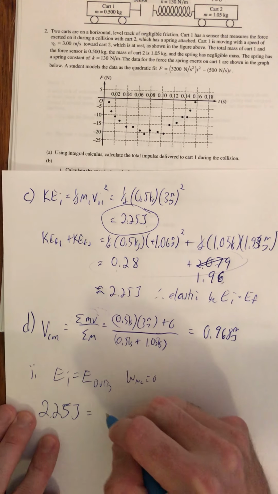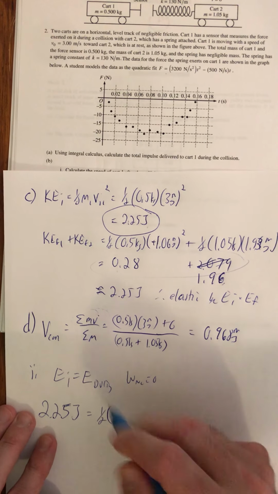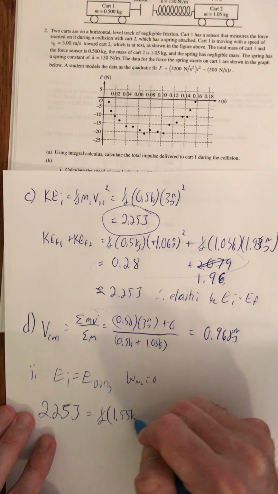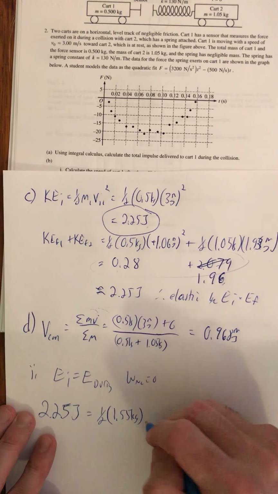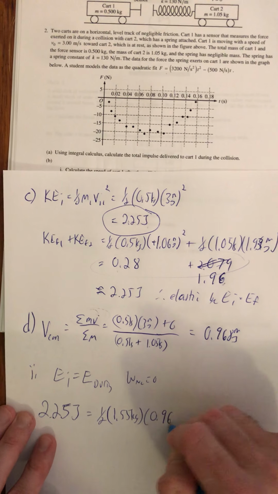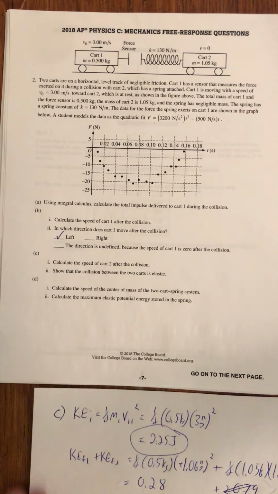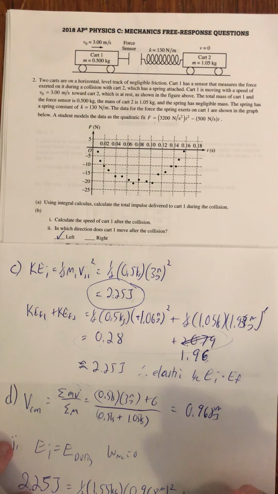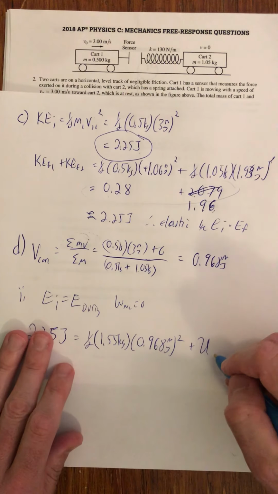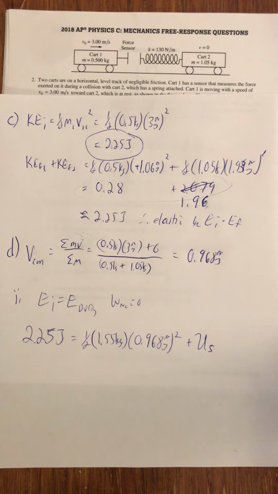Anyway, let's just do this. So this has got to be equal to the kinetic energy of the combined term when it's traveling at that speed, 0.968 meters per second squared. And it says maximum potential energy, I actually don't need to know what K is. That was a sucker's move there. I just need to know what that potential energy is. So I'm just going to take 1.55 divided by 2 times 0.968 squared.